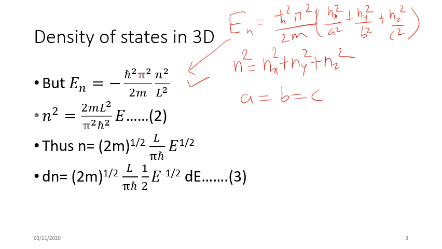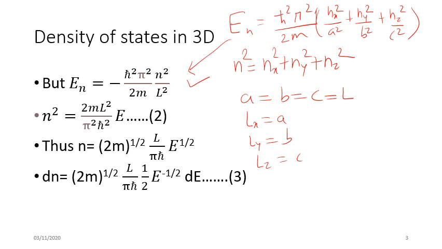If I rearrange this equation and take 2mL square to the left hand side, where a is equal to b is equal to c, sometimes it is L. I told you Lx is sometimes called a, Ly is sometimes called b, and Lz is sometimes called c. There are different notations in different books, but don't get confused. All these are the dimensions of the infinite potential well. If I want n square on the left hand side, twice mL square will go to the left hand side, and I will get this equation.